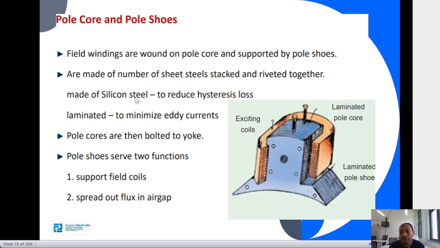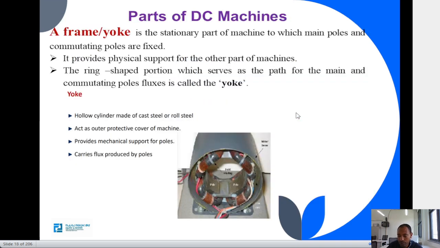So any material cannot be used for the core. We specifically use silicon type, and it is also laminated. When the core is produced, sheets of steel are stacked together and laminated from one another to minimize the eddy currents. Heat is there inside. When current is flowing inside, obviously it produces heat, and that heat is a loss. To reduce that loss, we laminate the cores from one another, and the pole cores are then bolted to the yoke using this bolt, if you see there.